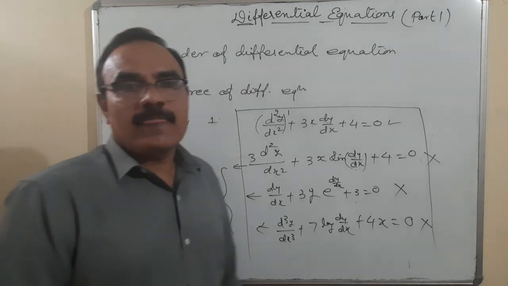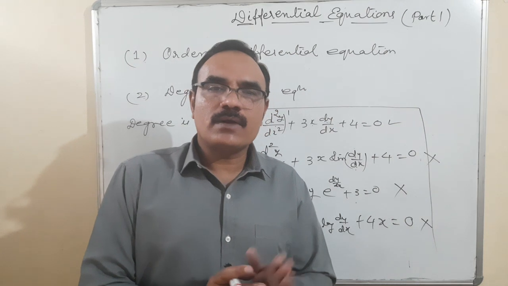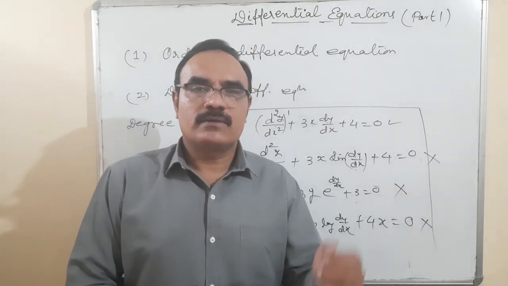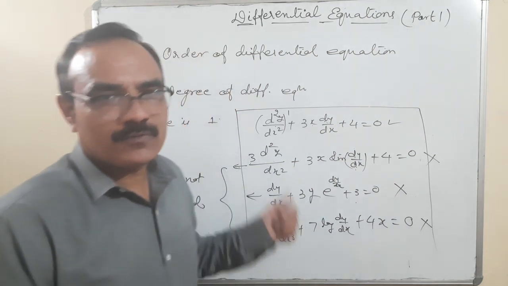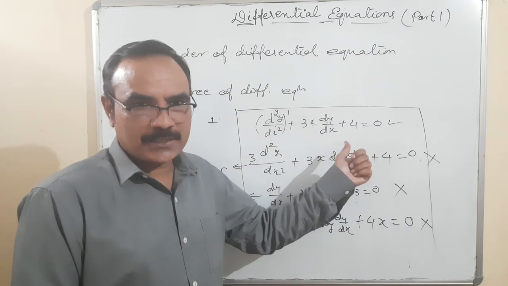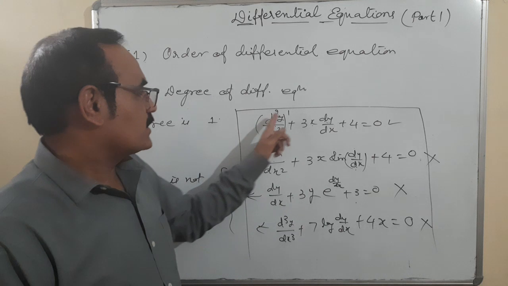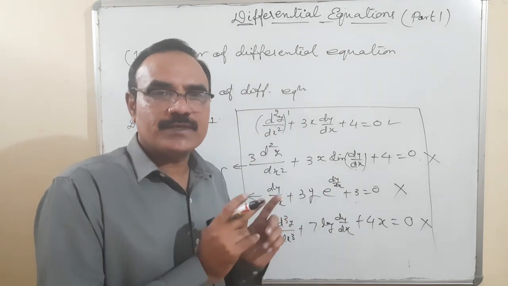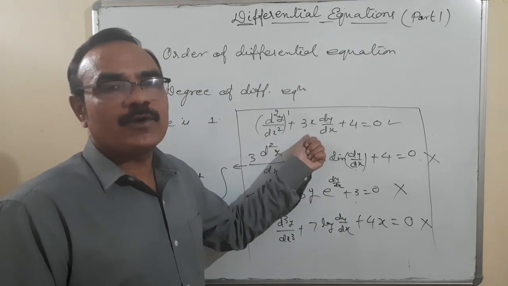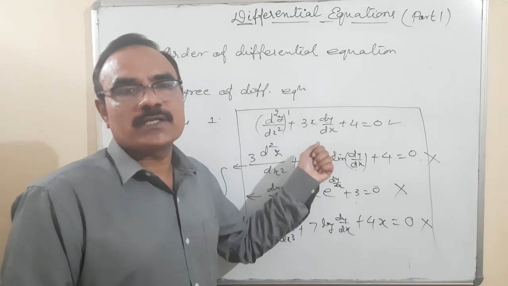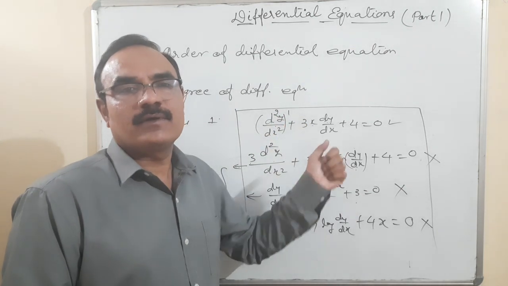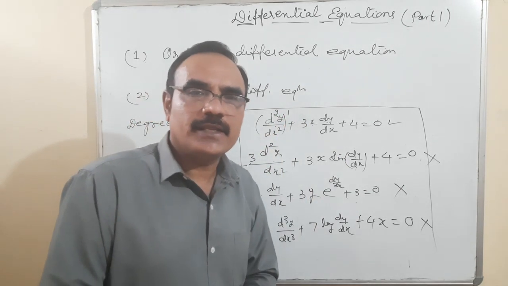So what is the degree? The power on the highest derivative in a polynomial is called the degree. Which type of polynomial? It's a differential polynomial, actually. First we have to check whether it is a polynomial, yes or no. If yes, it is a polynomial, then we are going to find the degree. And what is the degree? Degree means the power on the highest derivative.